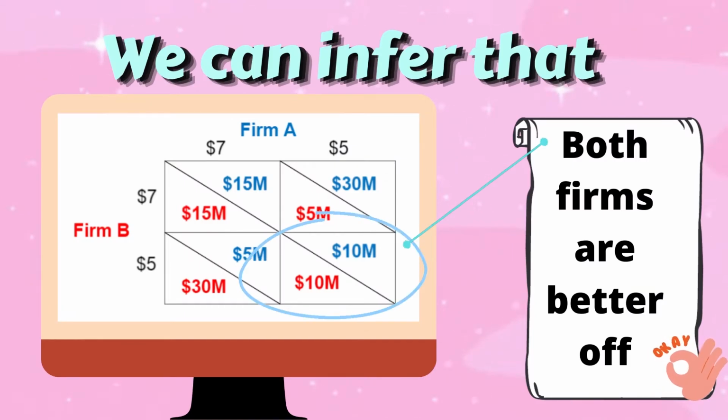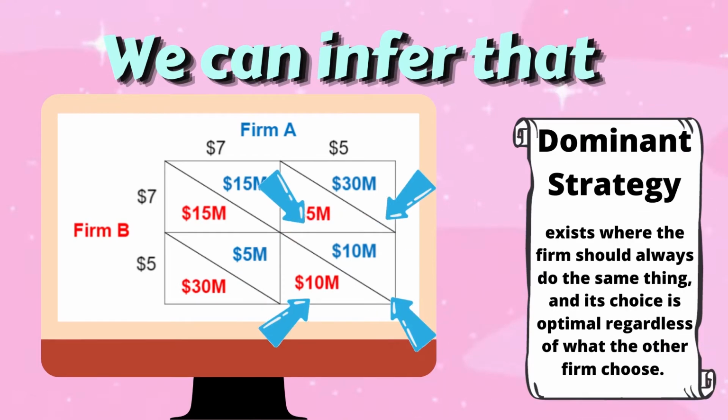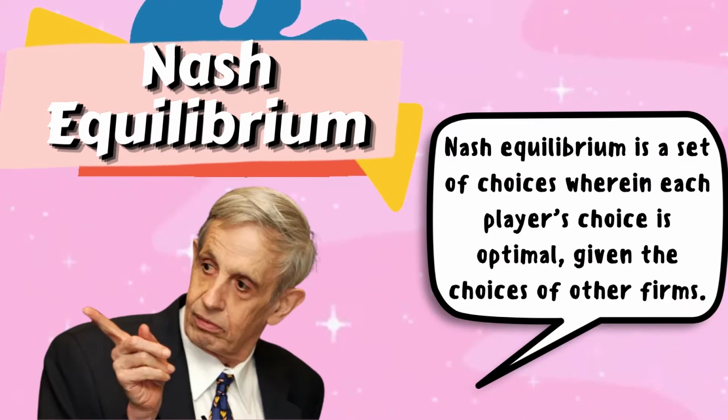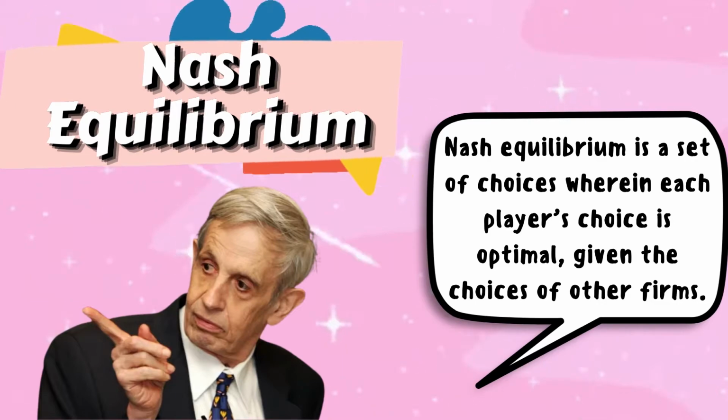We can infer from the payoff matrix that both firms will be better off if they always price their products at $5, regardless of what the other firm is doing. And we can say that it is the dominant strategy, in which a dominant strategy exists where the firm should always do the same thing and its choice is optimal regardless of what the other firm chooses. $5 is the dominant strategy, and if both firms charge it, we get to the Nash equilibrium.